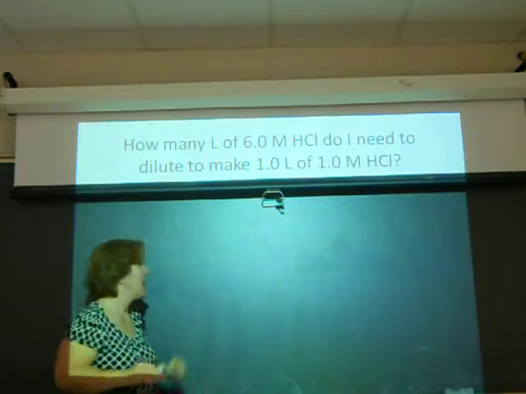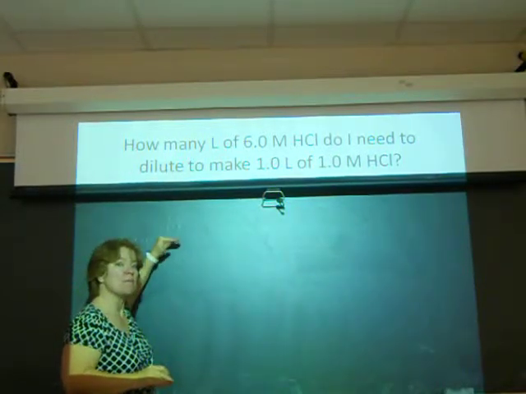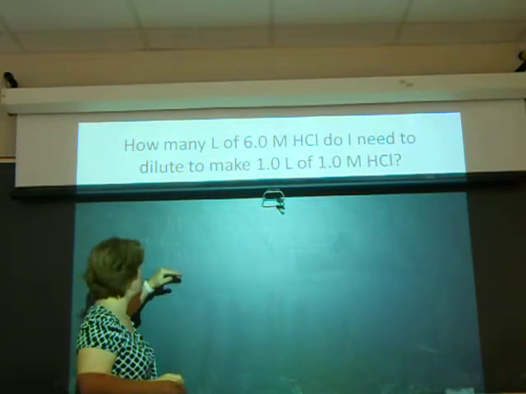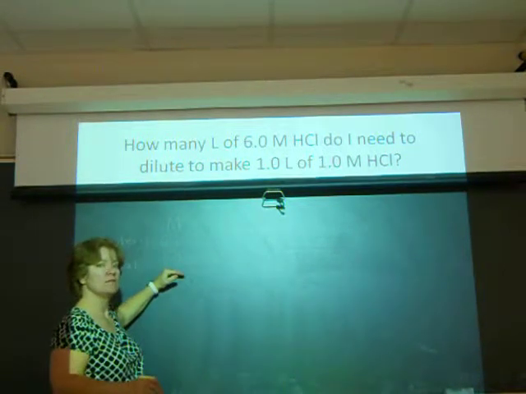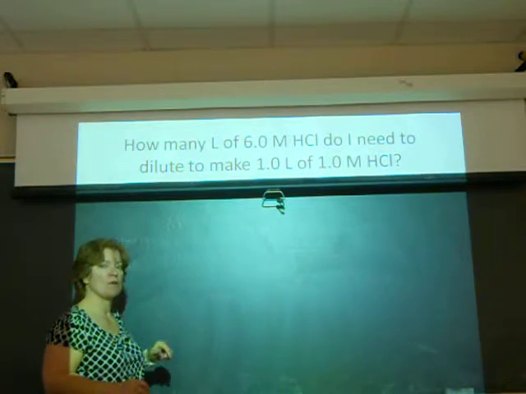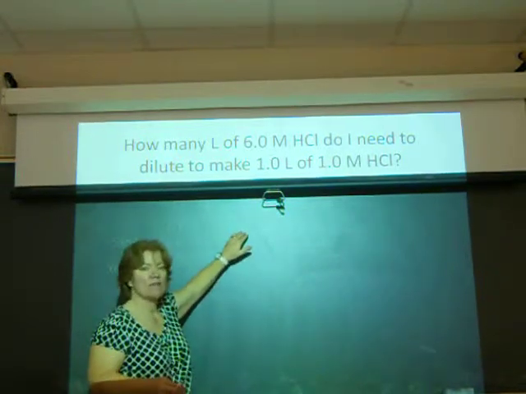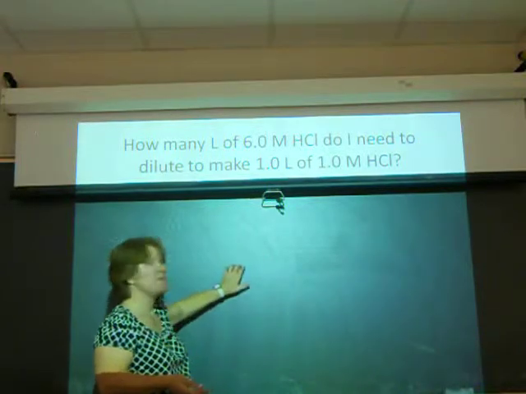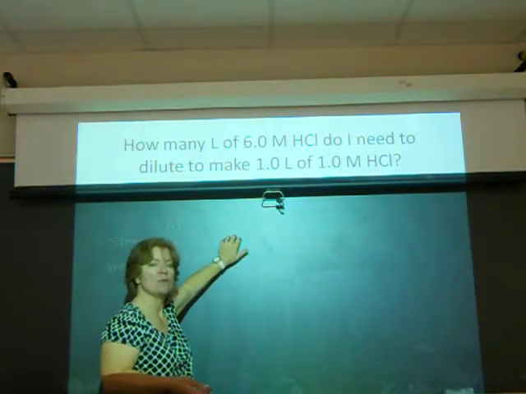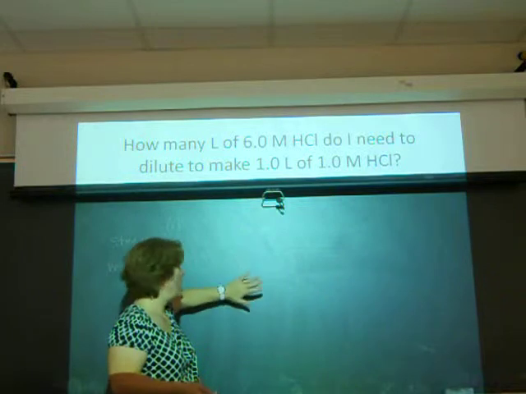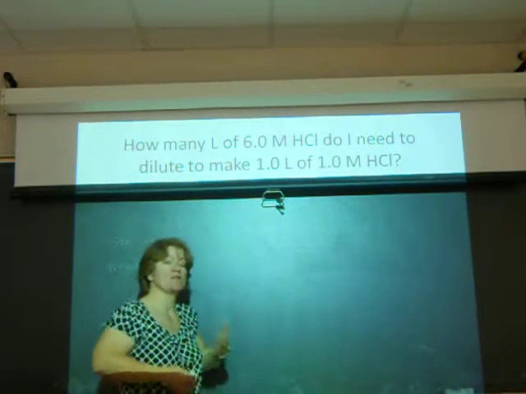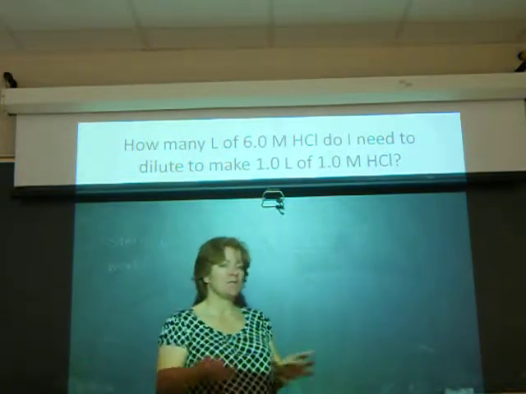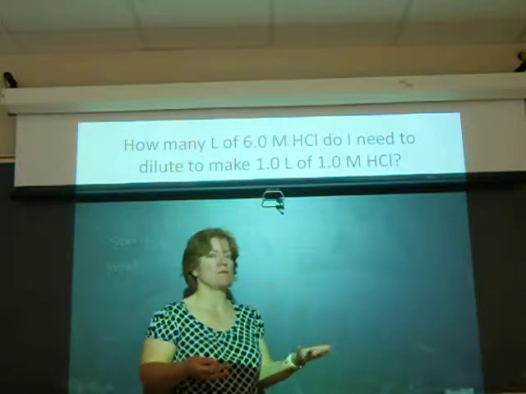Note a couple things. I know that my strong molarity should be a bigger, higher number. It should be more concentrated than my diluted molarity. So I'm expecting 6 to be bigger than 1. It is. Also, on the volume, I expect my diluted volume to be bigger, because I added more water. So I should have a bigger solution volume after the dilution than before the dilution. So sometimes you can use the size of the numbers to help you figure out which one is strong and which one is weak.